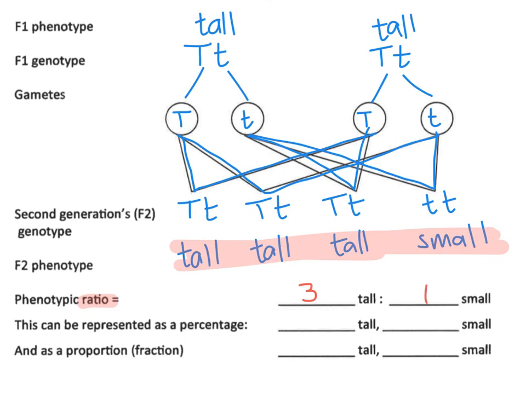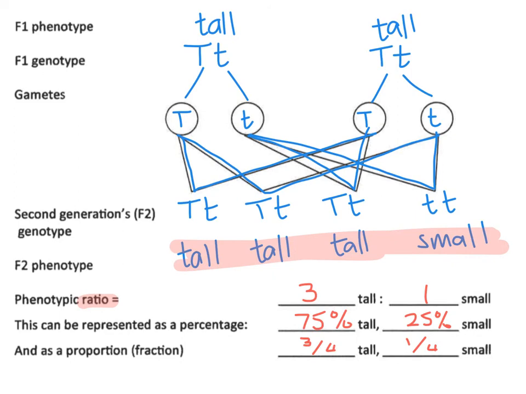Or it could be a fraction, so down at the bottom a fraction would be 3/4 tall, 1/4 small. In terms of percentage, 3/4 is 75%. And obviously then a quarter is 25% small.